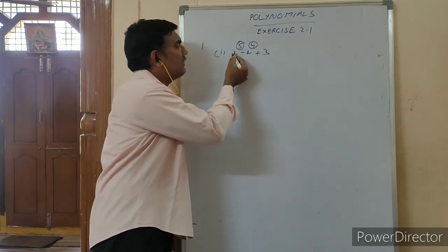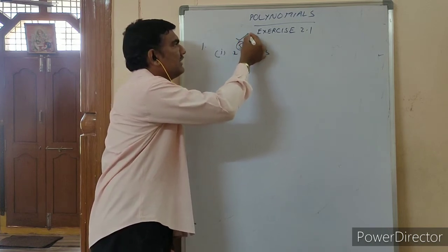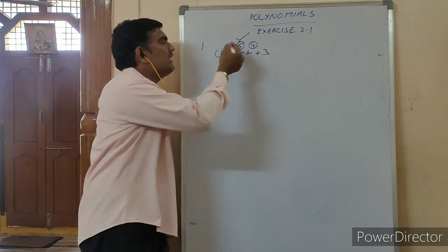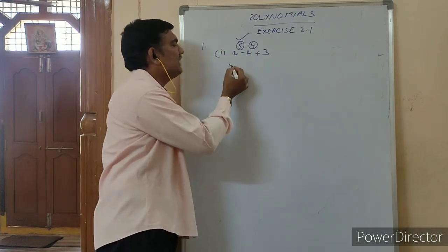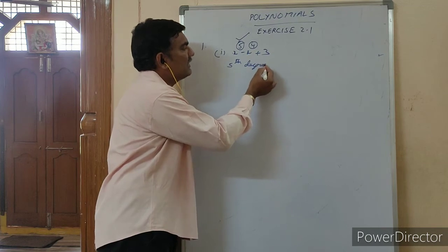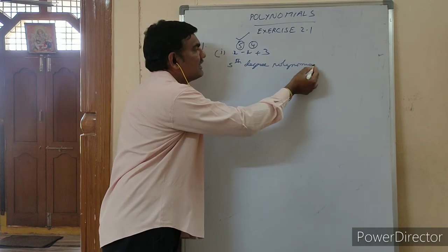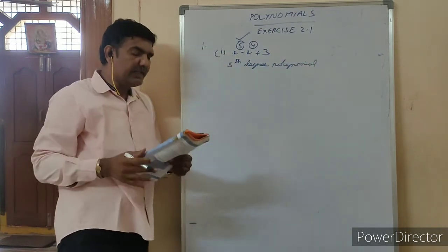What is the highest power of x? x power 4 is there, x power 5 is there. Highest is 5. So what is the degree of this polynomial? It is a fifth degree polynomial. Like this, you have to write the remaining.